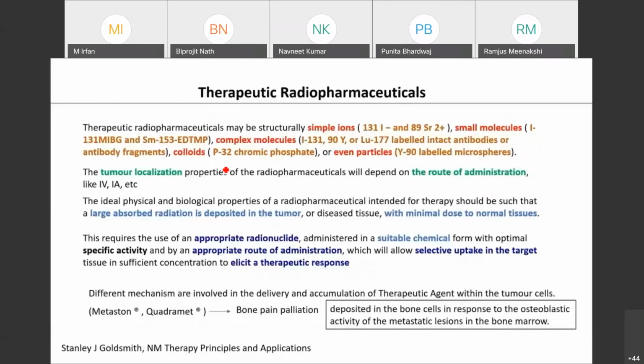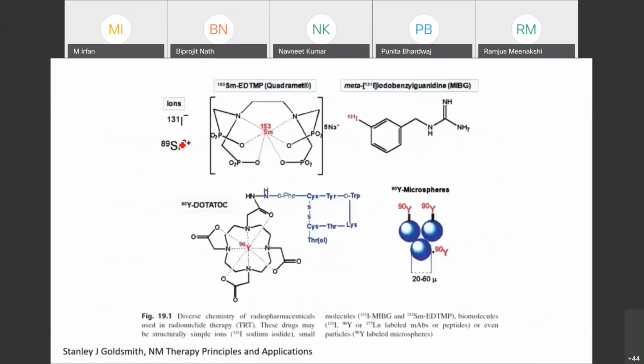Now we'll talk something more about these therapeutic radiopharmaceuticals. These pharmaceuticals can be simple molecules, like iodine-131 or strontium-89. These are simple ions. Or they can be complex molecules, like samarium-EDTMP, which is being used for bone pain palliation. This samarium is at the center, and it forms multiple coordinate bonds with nitrogen and oxygen over here, and these five Na are the counter ions. So that's quite a complex structure also.